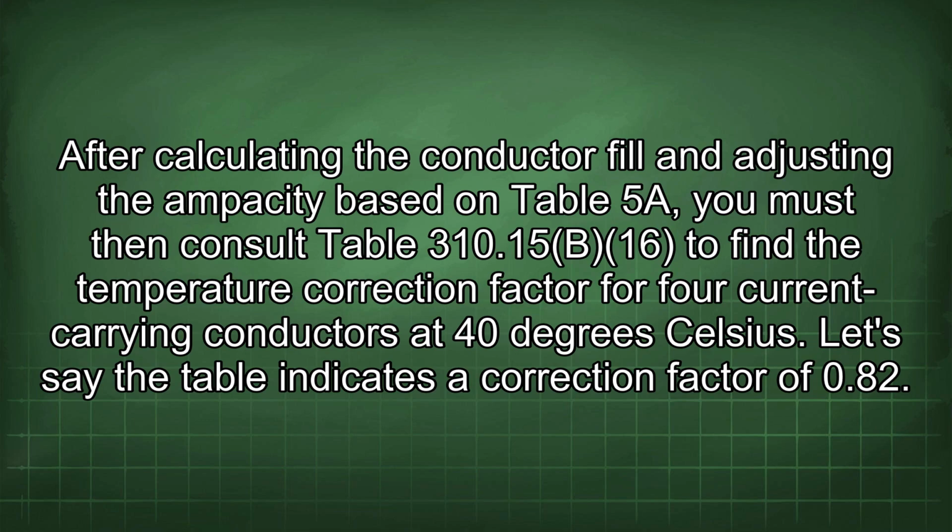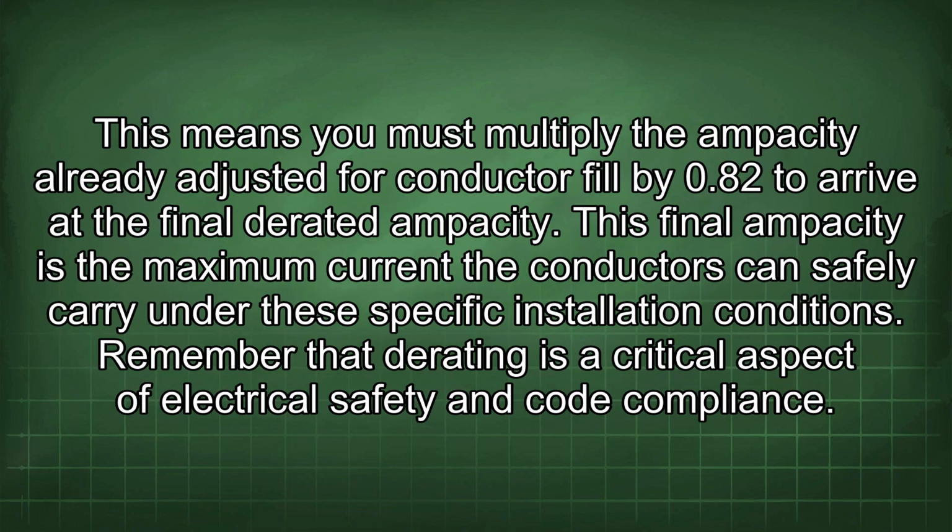Let's say the table indicates a correction factor of 0.82. This means you must multiply the ampacity already adjusted for conductor fill by 0.82 to arrive at the final derated ampacity. This final ampacity is the maximum current the conductors can safely carry under these specific installation conditions.